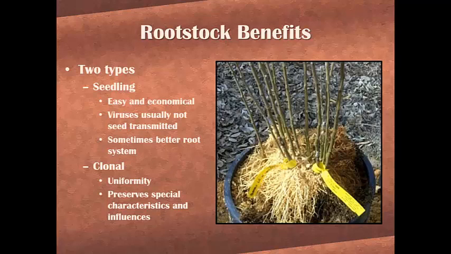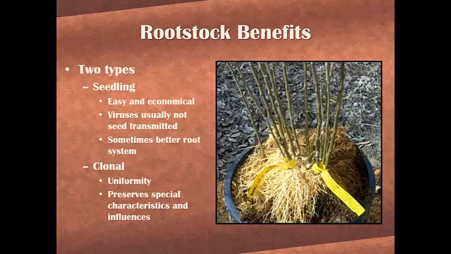Now there are two types of rootstocks you can use, seedling or clonal, and this has to do with how you grow the rootstock plant before you graft it. Seedling rootstocks, as you might suspect from the name, are just grown from seed. It's a very easy and economical way to grow rootstocks because seeds are cheap and you just sow them. Viruses are not usually transmitted by seeds, so you don't have to worry about that. And sometimes, and this is only sometimes, you end up with a better root system on a seed-grown plant than a clonally propagated plant, but that's only sometimes.